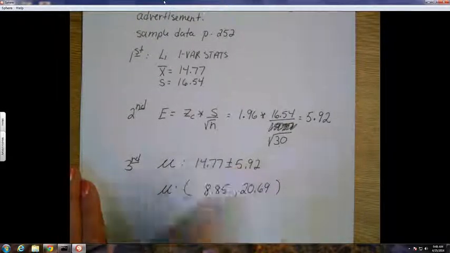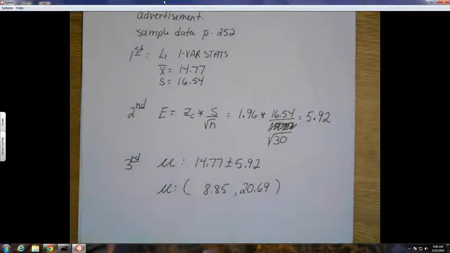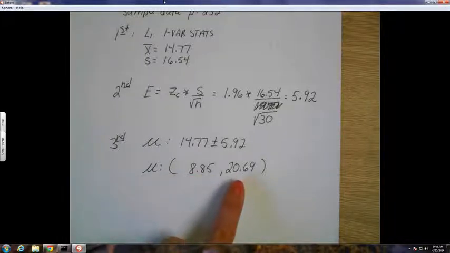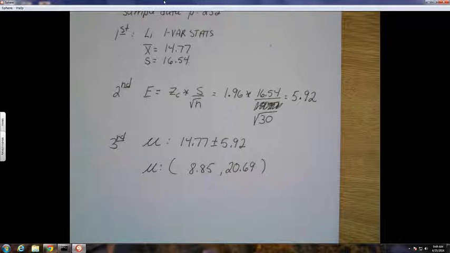And that's a pretty big range. 8 to 20, it's a big range. So, there's a 95% chance that the population mean, in other words, for all advertisements the average number of sentences, would fall between 8 and 21. There's a 5% chance we're wrong. Understand the process? So, you get to do.